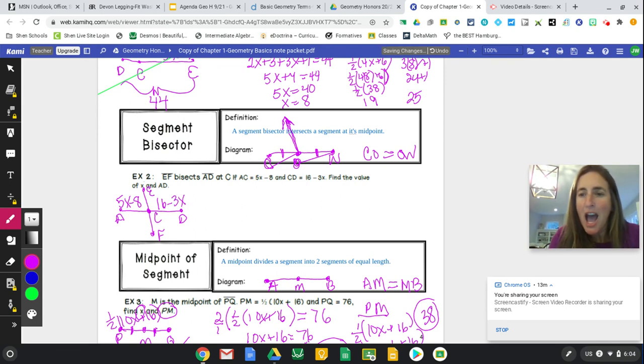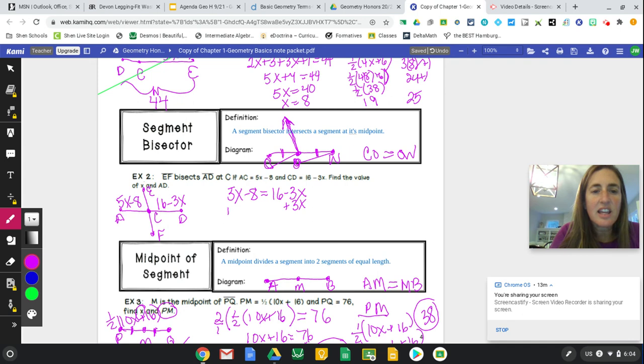Oh, jackpot. If that's a bisector, that means that has to be the middle. So that means those two pieces are equal. 5x minus 8 has to equal 16 minus 3x. I'm going to move this 3x to the other side because I like a nice positive x value. So 8x minus 8 equals 16. 8x equals 24, I hope. Oh yeah, it does. And x is 3 for my answer, which is one of the things I wanted to solve for.